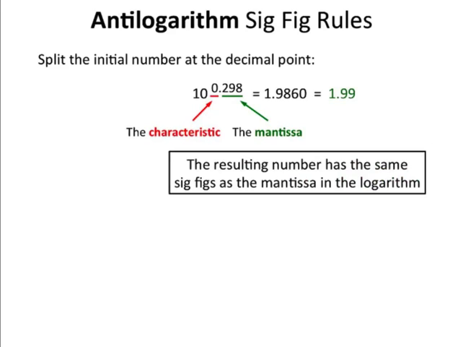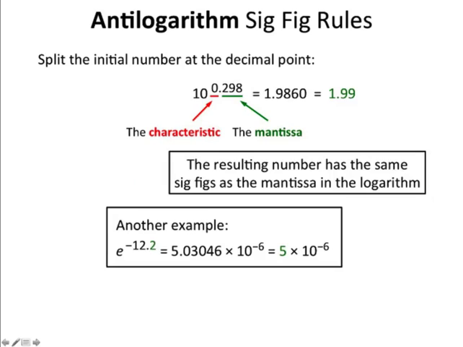Alright, now we also need to talk about the antilogarithm sig fig rules, and it's basically the reverse of what we just talked about. So you take your number that you're taking 10 to the whatever of, and split it at the decimal point. So on one side you have the characteristic, the other side you have the mantissa. In effect, this stuff here is your experimental data, and so then you have 3 sig figs in your answer. So you can phrase it this way, right? The resulting number has the same sig figs as the mantissa in your logarithm that you're undoing with your anti-log.